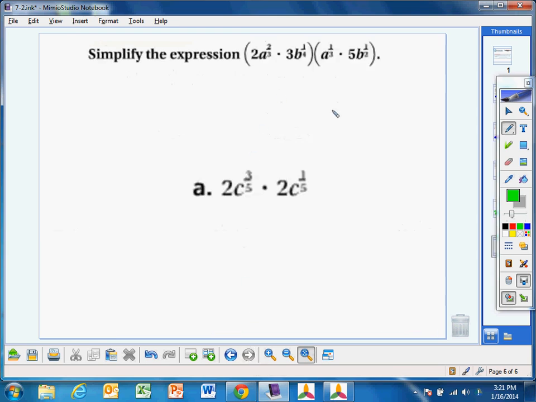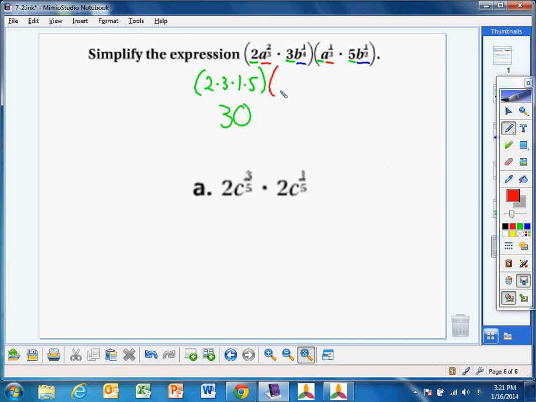Okay, last one. Back to that stuff. Group together all of the numbers. There's a 1. Group together all of the A's. Group together all of the B's. Multiply the numbers. 2 times 3 times 1 times 5. 30.